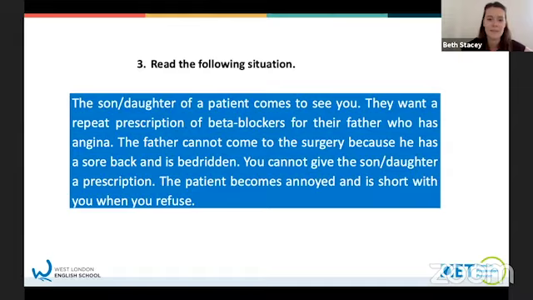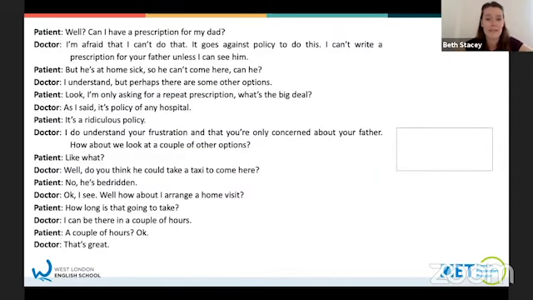Here's a different situation. Okay, so we can see here that last line, the patient becomes annoyed and is short with you. Now, if someone is short with you, they don't want to answer your questions. They just snap one-word answers and this kind of thing. So have a read of this, see if you can find some good language again.